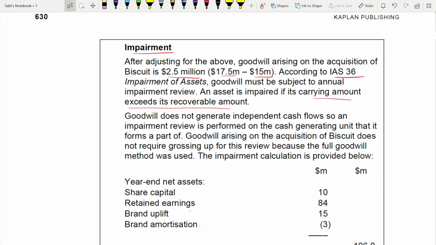Now, in this case, you cannot say, okay, this much is the impairment for goodwill, because goodwill does not generate independent cash flow. So that's why when you're doing this impairment review, it should be performed on the cash generating unit. Make sure that you know what is a CGU. Okay, you have to know both CGU and impairment for an individual asset.